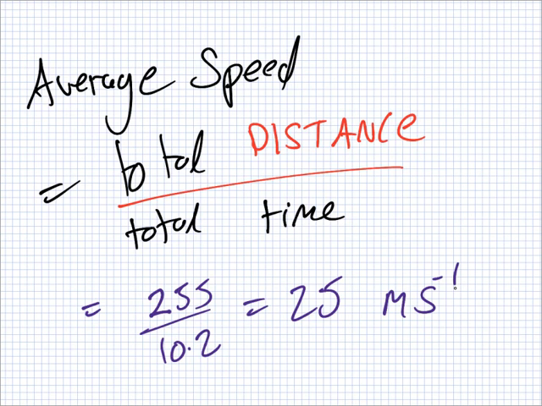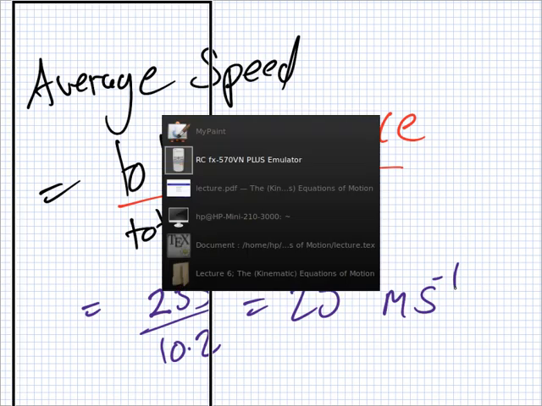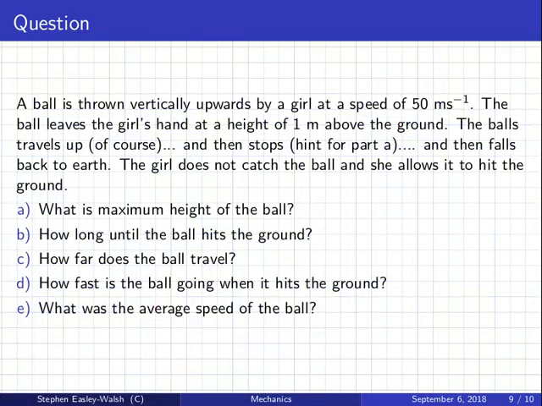Now, that's the average speed. At the beginning, is it going faster or slower than the average? Faster at the beginning, because it's going 50. But what happens? Slows down, stops. Then it falls and speeds up. So on average, its speed is 25 meters per second. But of course, that's an average. It changes over the journey. Okay. Great. And that's that one done.